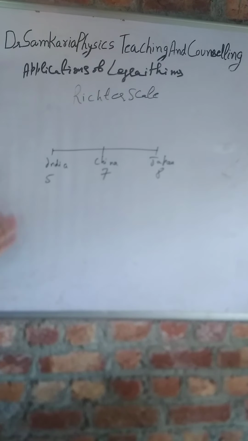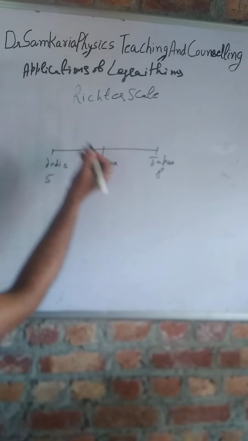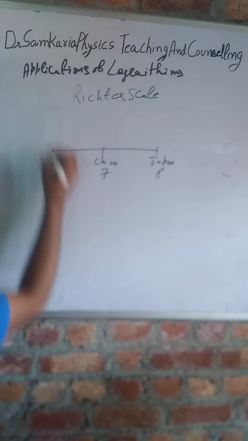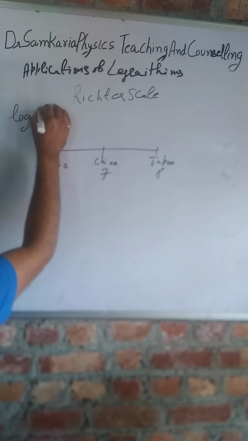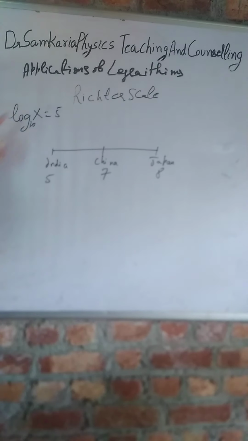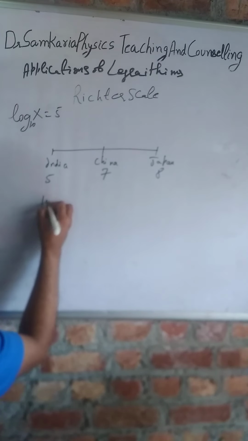Now student, this Richter scale is a logarithmic scale. It is a logarithmic scale to the base 10. So basically what this 5 means on a Richter scale is that this 5 is log to the base 10 of some number, suppose x, that is equal to 5. So you have to find x. It means what is x? So x will be 10 to the power 5.